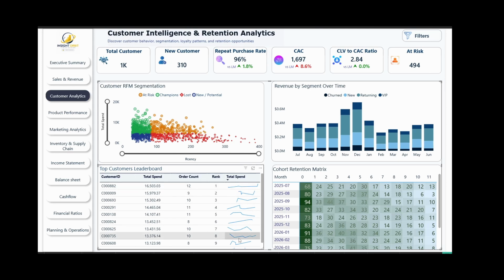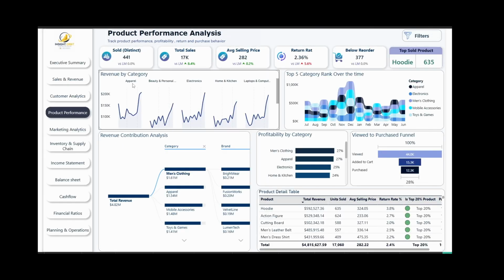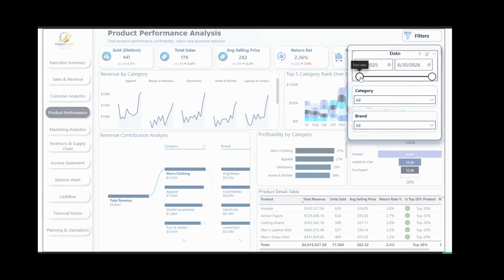And this is the customer leaderboard dashboard, the leaders table. This lists the highest-value customers along with product spending trends, allowing the business to recognize and retain the most valuable customers.